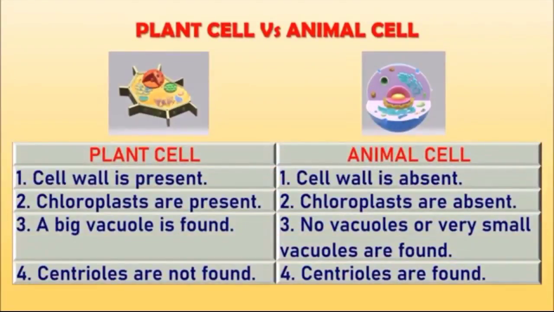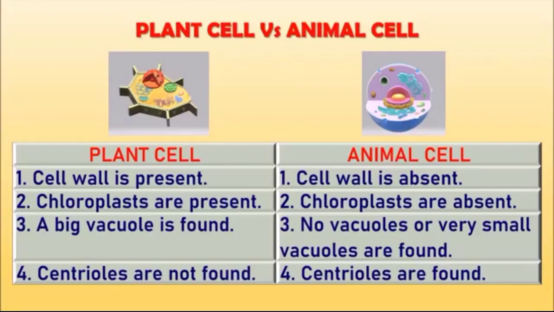Plant cell contains cell wall. Cell wall is the outermost layer in plant cell, whereas cell wall is absent in animal cell. The plant cells contain special organelles called chloroplasts to perform photosynthesis, which is a distinguishing feature of plants, whereas the animal cells do not contain chloroplasts.